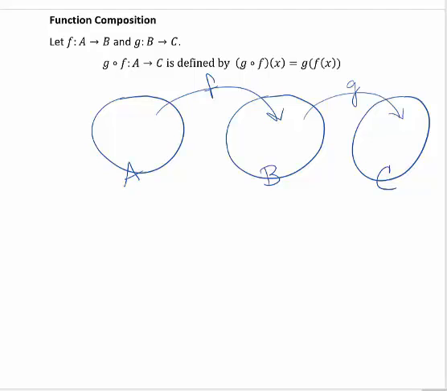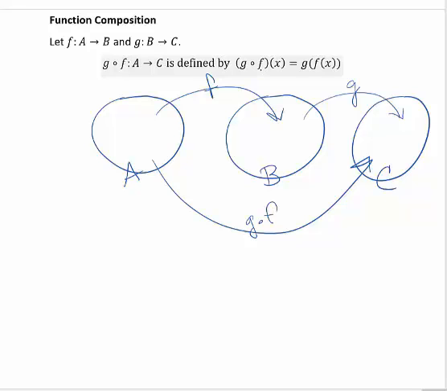So G circle F, G composed with F, maps A to C. G circle F, G composed with F is another mapping. And it is defined by G composed with F of X is G of F of X.